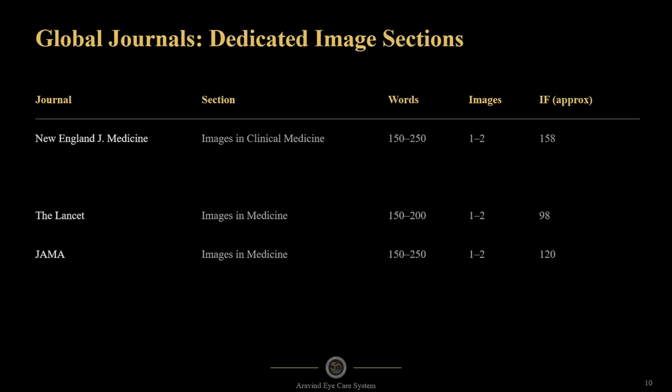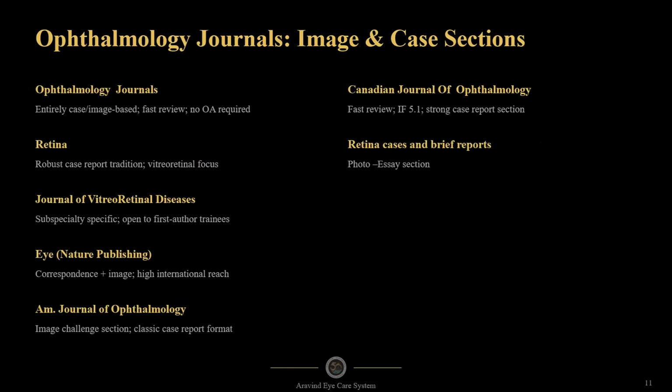So coming to the various journals, I'll start with the top tier global general journals. These are New England Journal of Medicine, Lancet, and JAMA. They all have dedicated image sections. They are high impact factor journals, but very difficult to get into. So coming to ophthalmology journals per se, international journals, the top tier being the Ophthalmology family of journals, like Ophthalmology, Ophthalmology Retina, Ophthalmology Science, and Ophthalmology Glaucoma.